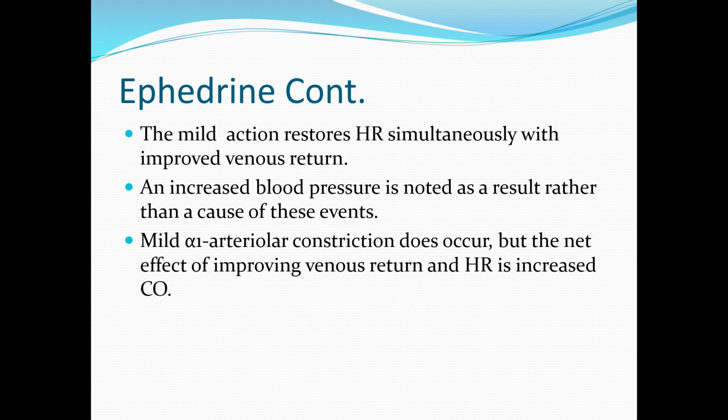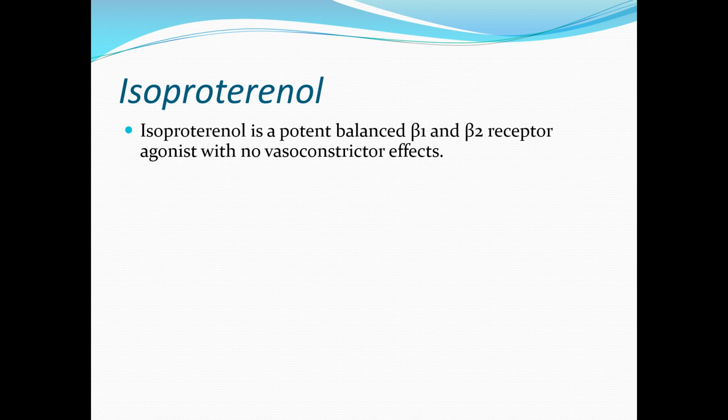Mild alpha-1 arteriolar constriction does occur, but the net effect of improving venous return and heart rate is increasing cardiac output. So at least theoretically, it's a more physiologic vasopressor. Uterine blood flow is spared. And isoproterenol is a potent, balanced beta-1 and beta-2 receptor agonist with no vasoconstrictor effect. It doesn't affect the alpha receptors.